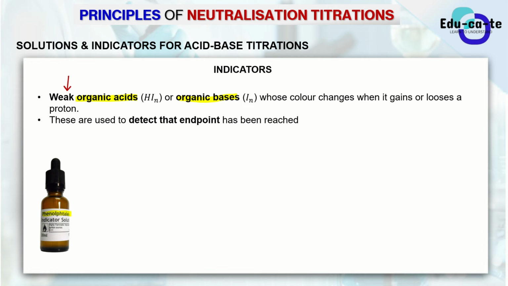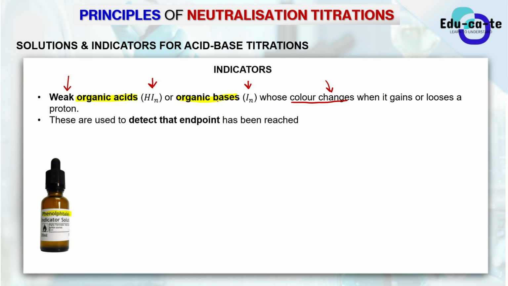But for an indicator, indicators are usually weak organic acids. They just exist in nature. They are weak organic acids, and their color changes when they gain or lose a proton. The most important feature that we like about indicators is that they change color when they gain or lose a proton. So if we are using an indicator that is a weak organic acid, it is going to lose a proton. But if we use an indicator that is a weak organic base, it is going to gain a proton.